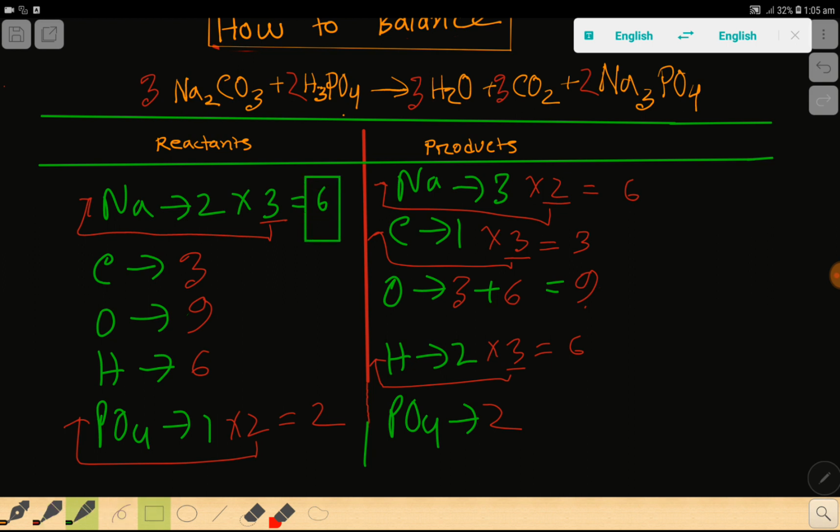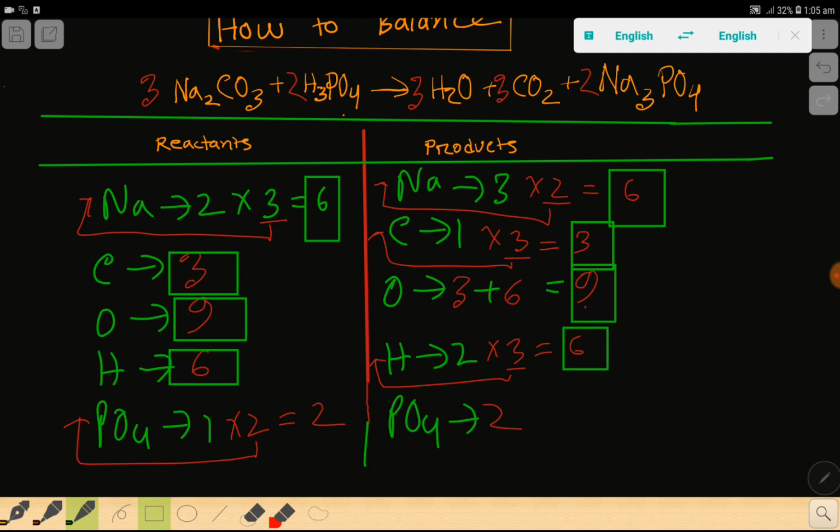Look, 6 sodium, 6 sodium, 3 carbon, 3 carbon, 9 oxygen, 9 oxygen, 6 hydrogen, 6 hydrogen, 2 phosphate, 2 phosphate. Everything is balanced. So you can say that this is the balanced chemical reaction.